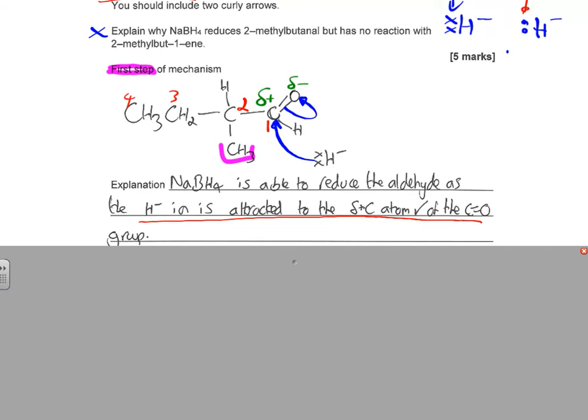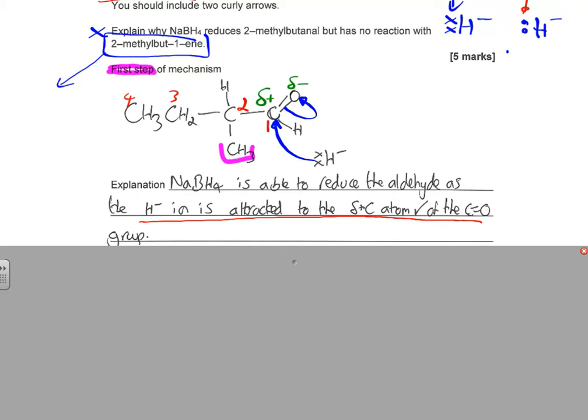This first curly arrow in blue happens because the lone pair is attracted to that slightly positive carbon. I've drawn it as a curly arrow, and I'm now writing it in a sentence. Why wouldn't it react with the alkene then? Well, that's this structure up here, 2-methylbutene.